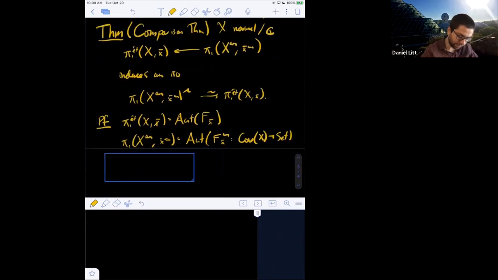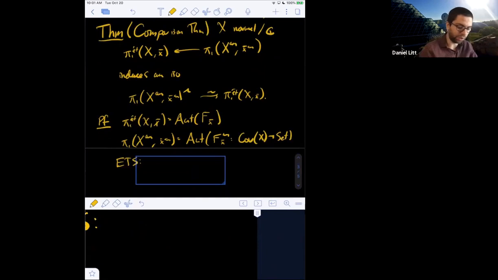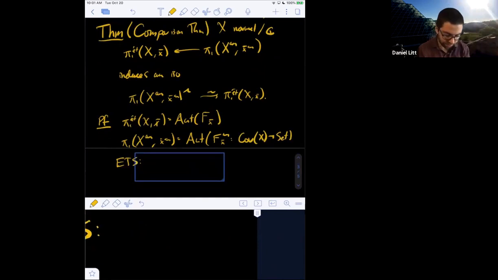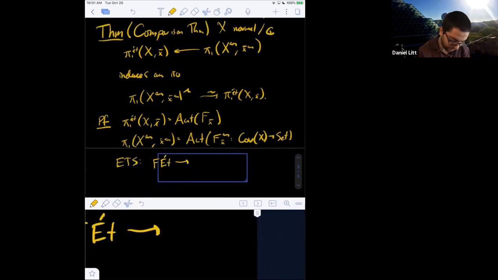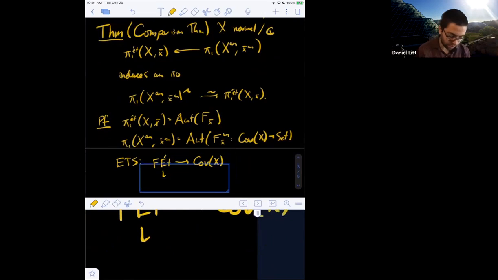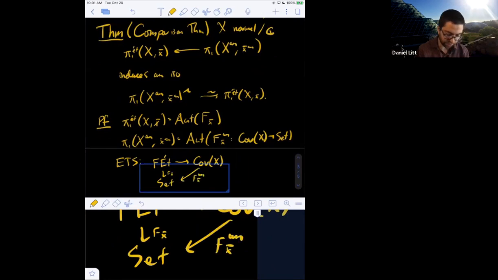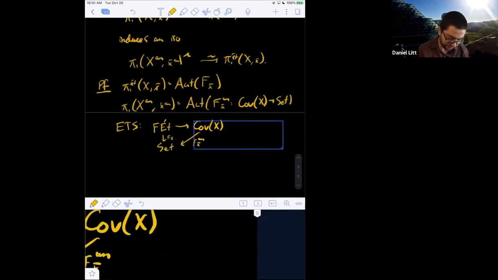So the claim is that it's enough to show, well, there's a functor called N, which we discussed when we proved the Artin comparison. It's enough to show that we have a diagram as follows. So F étale, cover X, and then this maps via F_X bar to Set. This maps to F_X via x of bar. Yeah, so we have a diagram like this. So it's enough to show that we have a diagram like this which commutes.